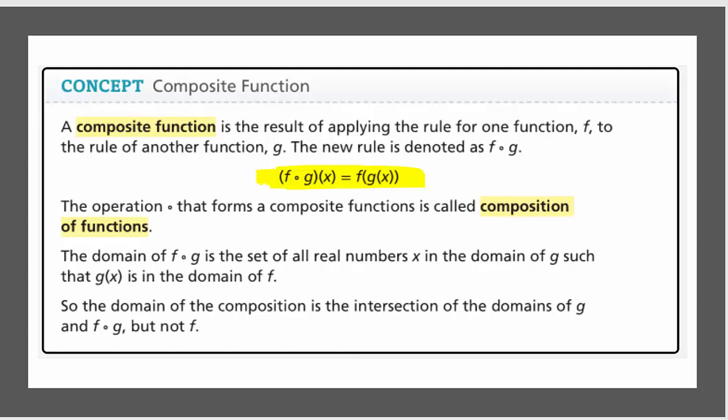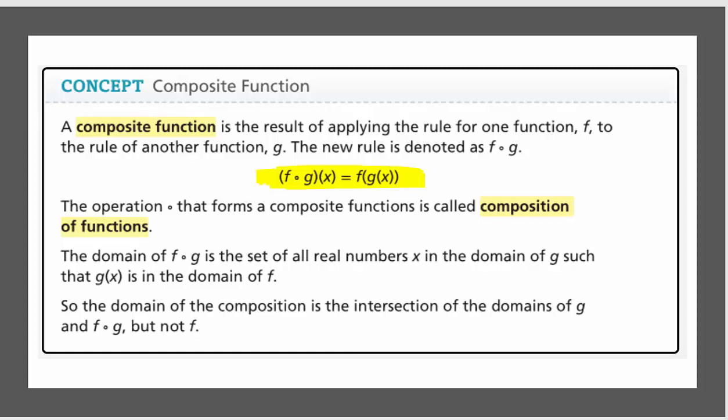So we can have f with kind of an open circle and then a g, and that means that the g function is on the inside of the f function. Or you can actually write the g function inside of the f in the parentheses. They mean the same thing. When the two functions are put together, that is called the composite function.